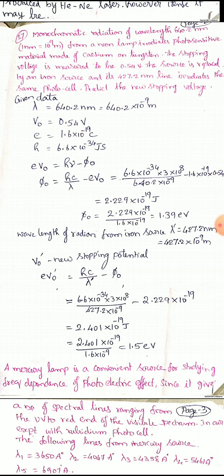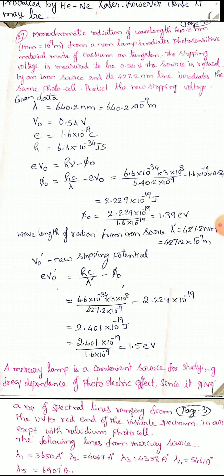You will get the answer as 2.229 into 10 to the power of minus 19 joules. Then divide by 1.6 into 10 to the power of minus 19 to convert it into electron volts. So the answer will be 1.39 electron volt.